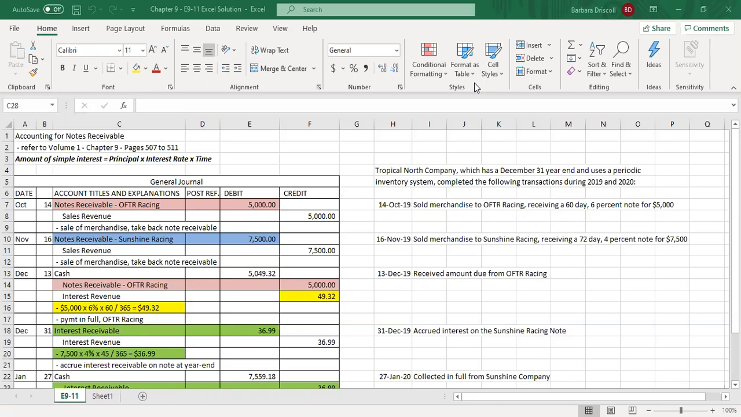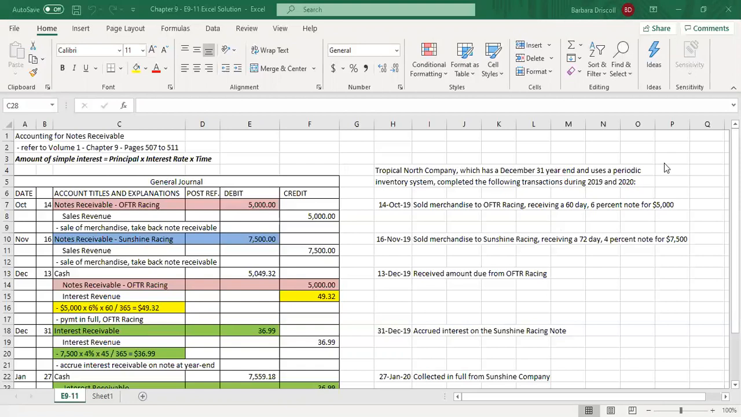In this example from the textbook, I've put the journal entries on the left and the raw data on the right. We have Tropical North Company, which has a December year end and uses a periodic inventory system. During 2019 and 2020, we've completed the following transactions. So what Tropical Company is doing is, instead of issuing accounts receivable, they are issuing the credit in the form of a note receivable to their customers.